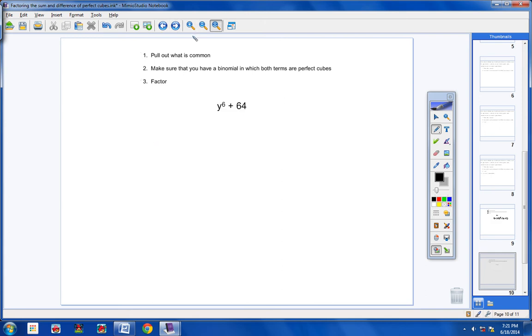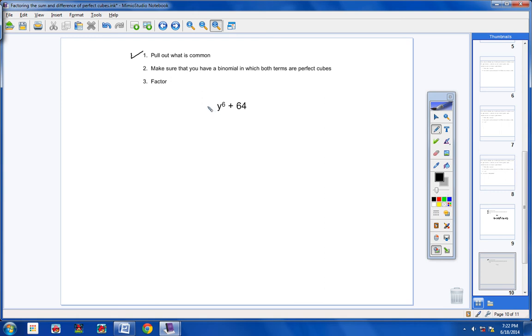Step 1, pull out what's common. Well, there's a 1 here and a 64 here, and so there's really nothing common we can pull out when it comes to numbers. There's y to the 6th here, there's no y's over here, so there's no y's that I can pull out either, so there's nothing I can pull out that is common. Step 2 says make sure that you have a binomial in which you have perfect cubes.